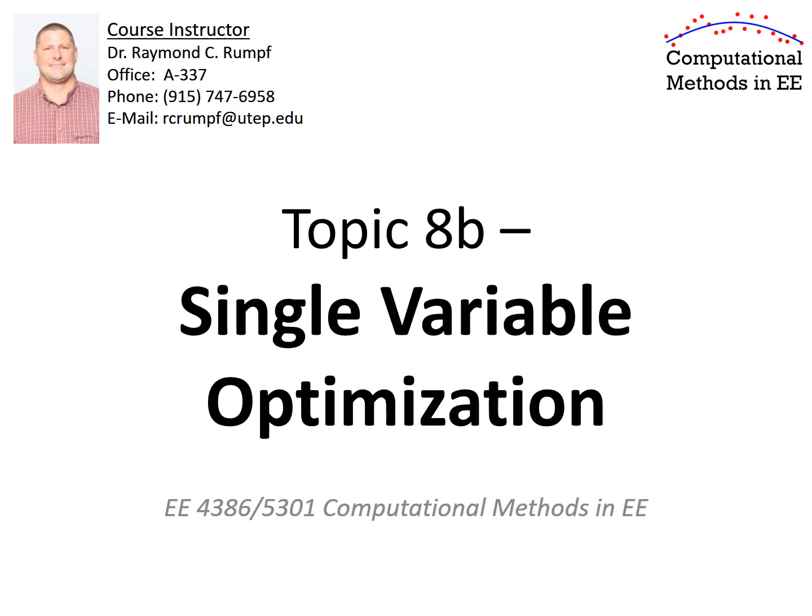Topic 8b, single variable optimization. So by single variable, we only have one independent variable, something like x, and we're trying to find either a maximum or a minimum as a function of x. What value of x leads to that minimum or maximum?